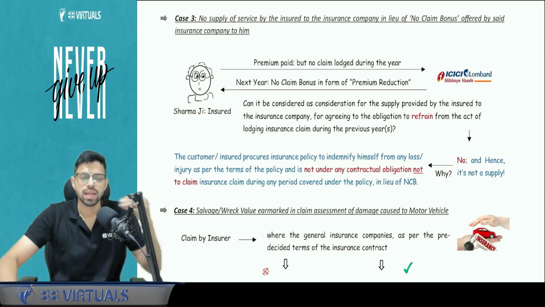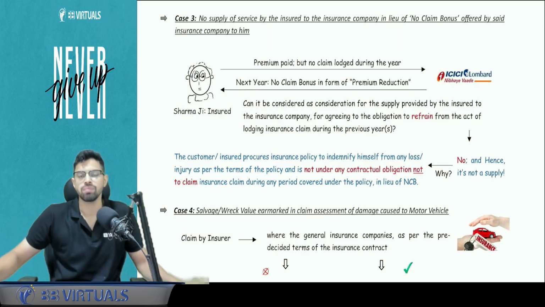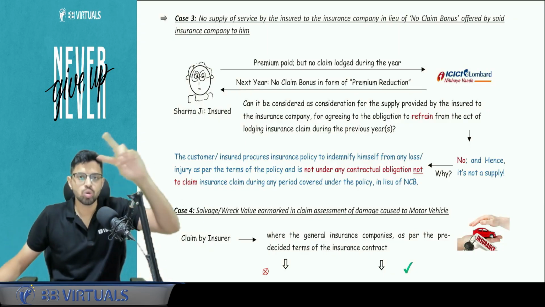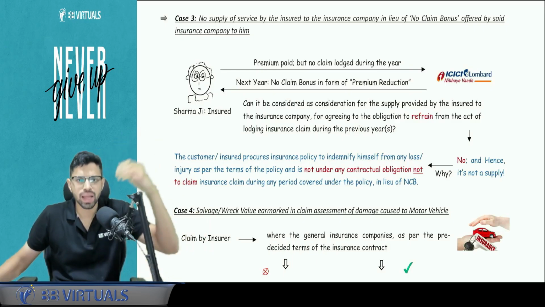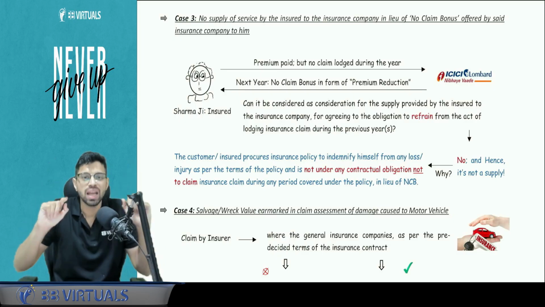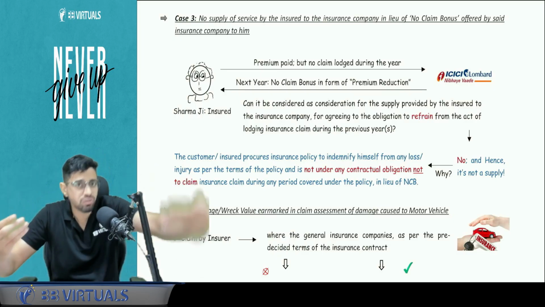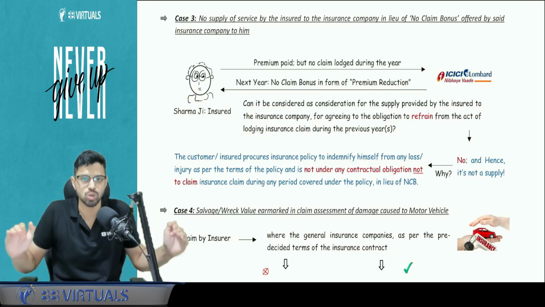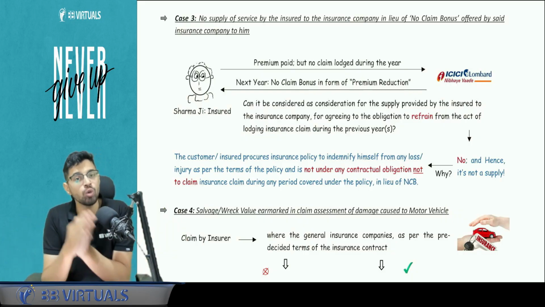What is no claim bonus? Next year it says, Mr. Siddhesh, instead of the 10,000 premium that you were supposed to pay, you can pay us 8,000. So that 2,000, is it any form of a consideration? That 2,000 earning, kind of a benefit for me, is it a consideration? Am I supplying something? Am I giving any service to ICICI Lombard against which I am earning no claim bonus? Answer is no, because I was not under contractual obligation not to make any claim.